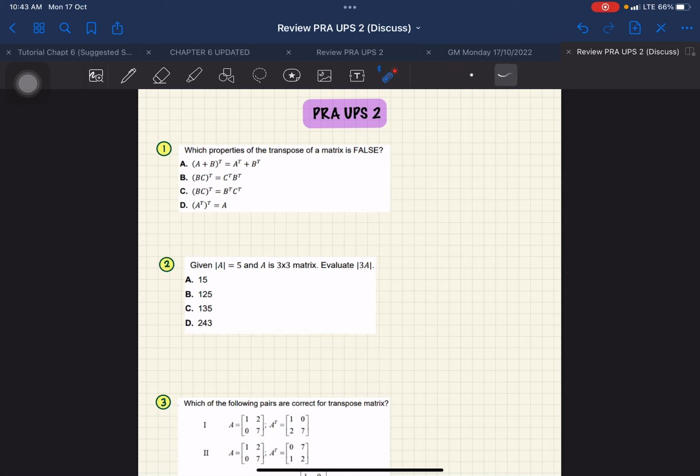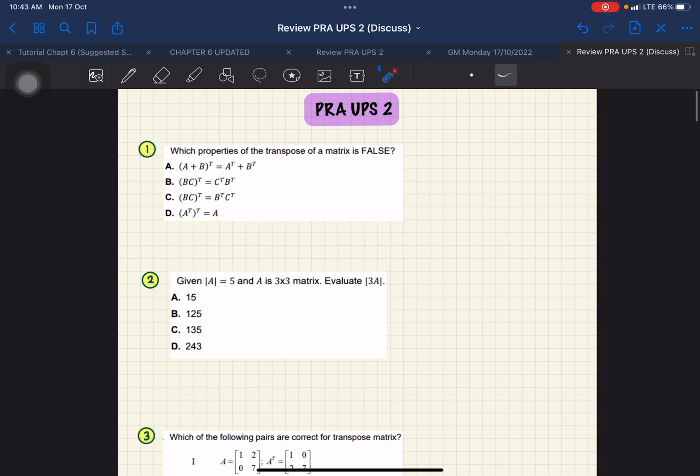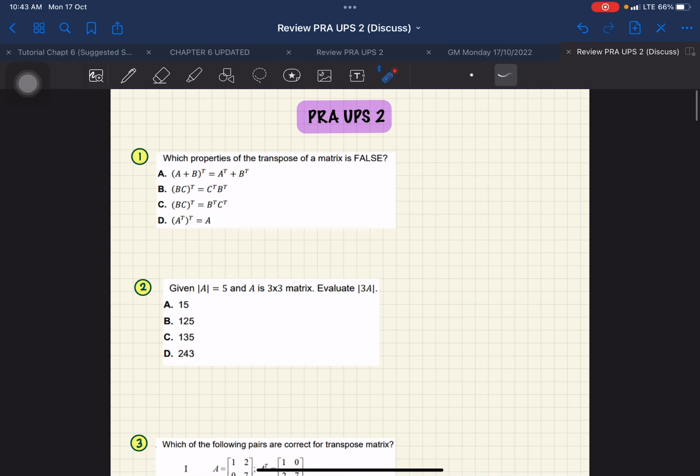Senang. Okay, alright, so untuk soalan pertama, dia kata dekat situ which properties of the transpose of a matrix is false. Okay, so you need to be very careful. Soalan minta yang false, not the correct one.